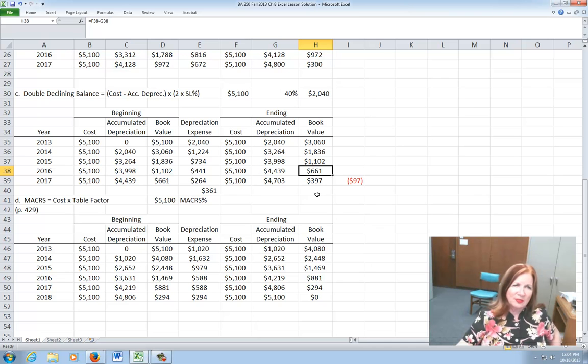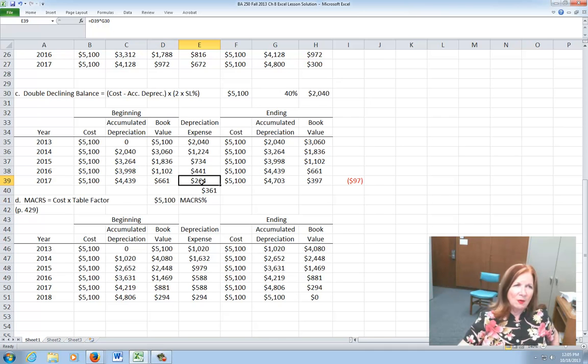Now you notice the book value is going down very fast because we're taking a percentage of these very high values. And so the depreciation value is coming down quickly. Now in 2017, we put in the historic cost, we put in the accumulated depreciation, we subtract the two from each other and find the book value. That equals our ending book value for last year.